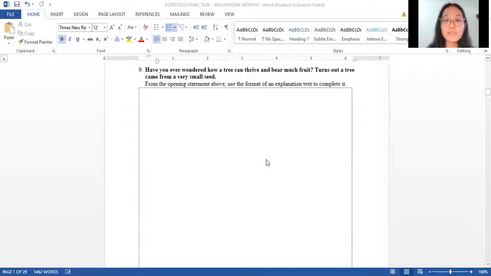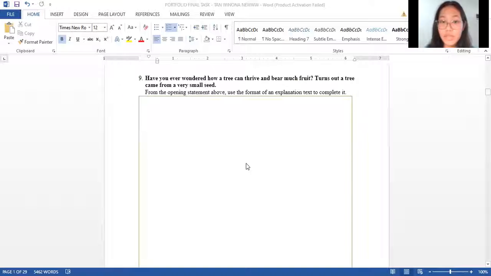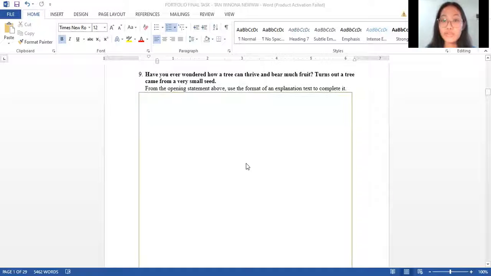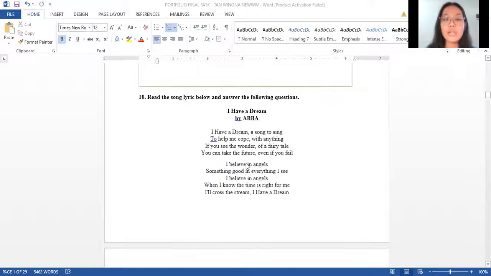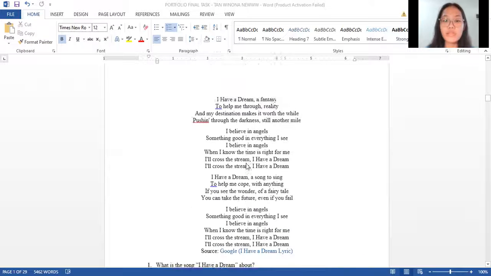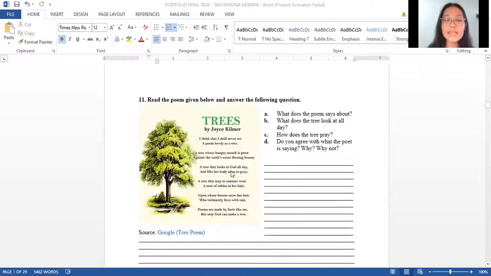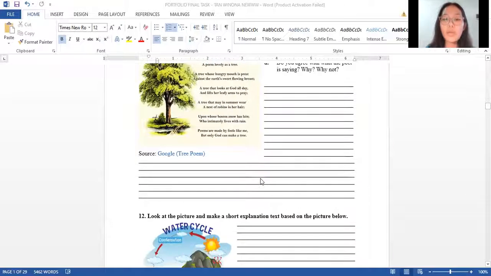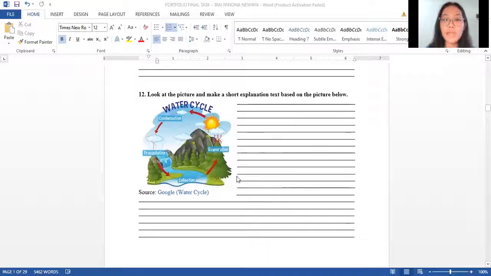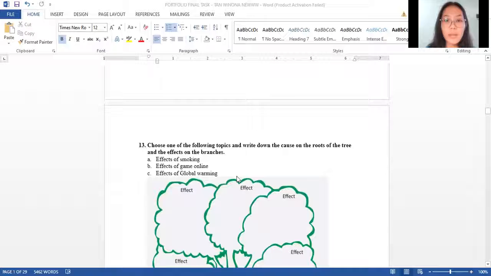And about this, you have to write a format of explanation text about how a tree can thrive and bear much fruit. And there are song lyrics, and you have to answer the following questions here. And then the next is to read the poem given below and answer the questions. And this is also to make a short explanation text based on the pictures below.